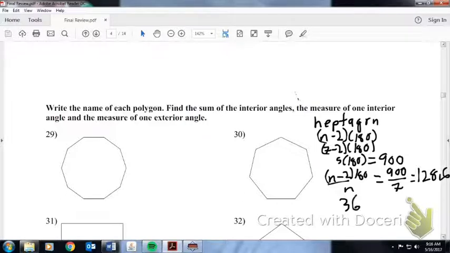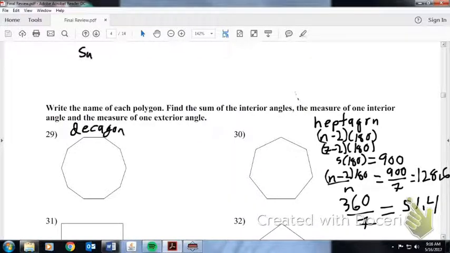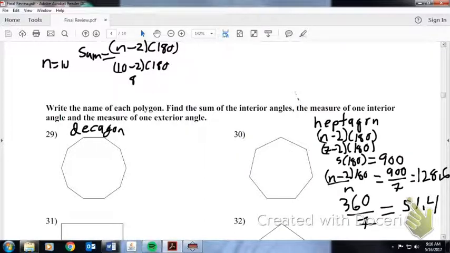Then to get the exterior angle, we go 360 divided by 7, or 51.4. That over there is a decagon. So the sum of angles is n minus 2 times 180, where n is the number of sides. So to find the sum of the interior angles, we go 10 minus 2 times 180, 8 times 180, or 1,440.